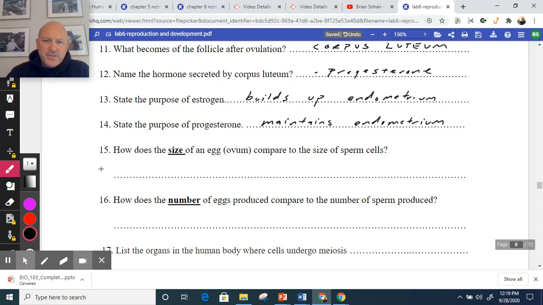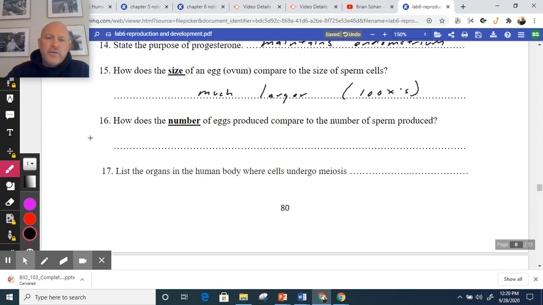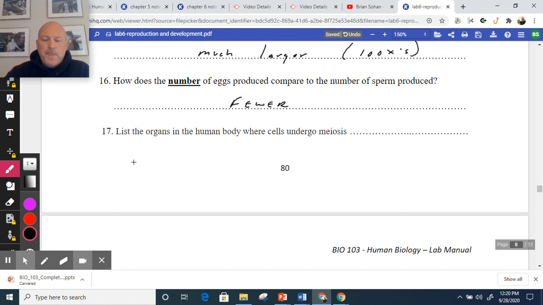When we compare sizes, the egg cell is much larger than sperm cells, maybe even 100 times larger. However, the egg cells are produced in such fewer numbers compared to sperm cells. Much fewer, by many, many millions. Egg cells are produced somewhere in the neighborhood of 200,000 to 400,000. Sperm cells are produced somewhere in the neighborhood of 300 million per day.